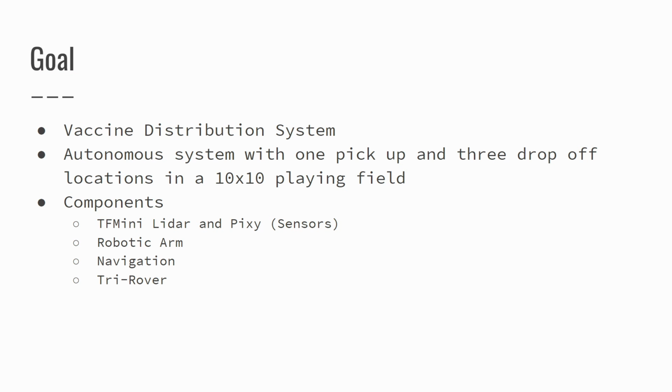This autonomous system will be placed in a 10 by 10 playing field with 1 pickup and 3 drop-offs in 4 corners. The components in our system contain sensors, a robotic arm, navigation, and a tri-rover. Due to COVID constraints, the Pixy couldn't be in the final product, but here is the integrated demonstration.